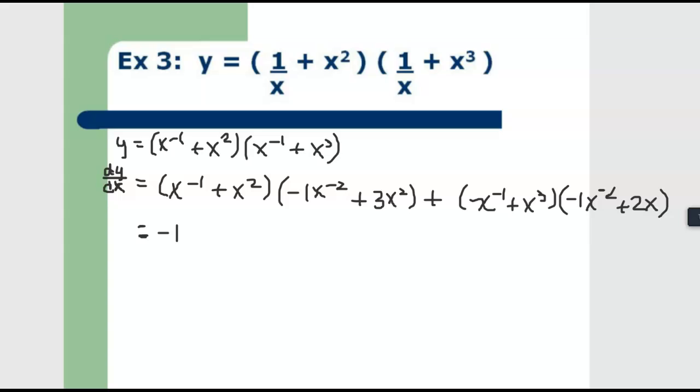Negative 1 plus negative 2 is negative 3. So that's first, outer, inner. X squared times x to the negative 2 gives you x to the 0. What do we know about x to the 0? It's like a 1. So that's really like a negative 1.